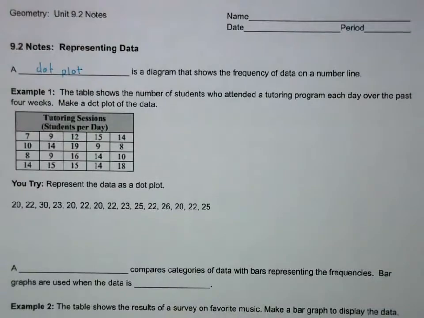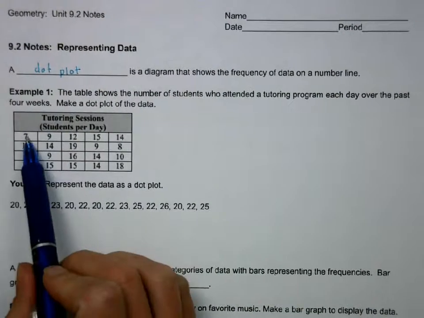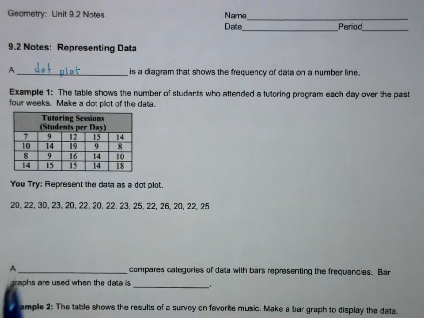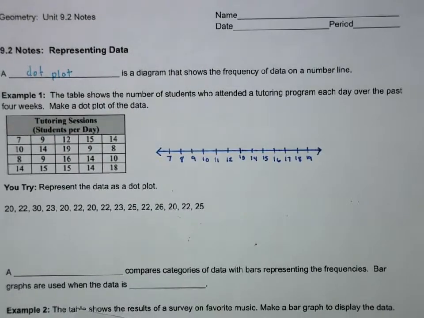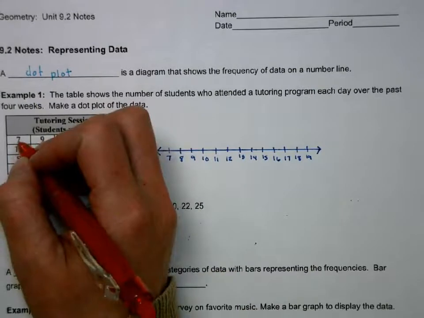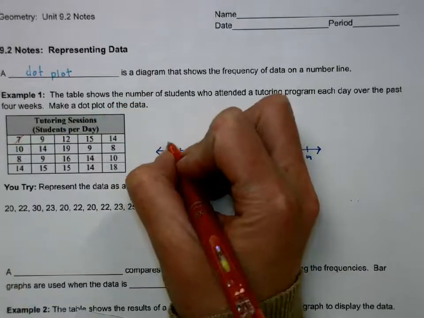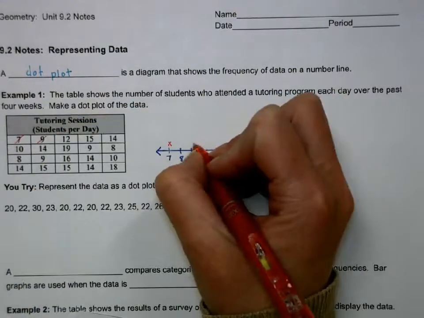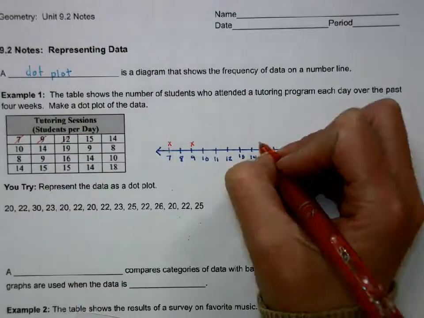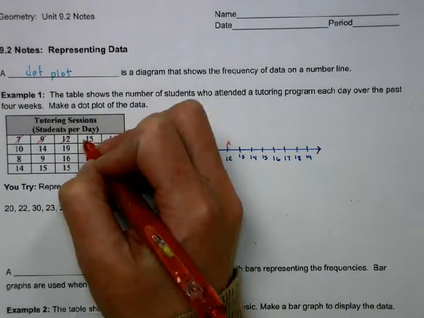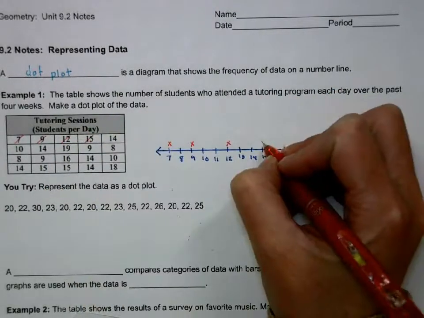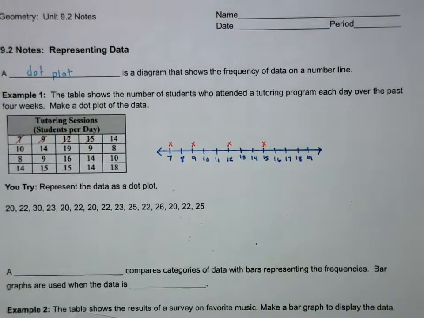Looking at our data here, the smallest number I see is 7, on up to 19. So we make our number line, including all the values that we see, and then you're going to place each of these numbers where they go. I'm going to cross them off as I go. So you have 7, we have 9, 12, and you'll do this through the whole table of values.